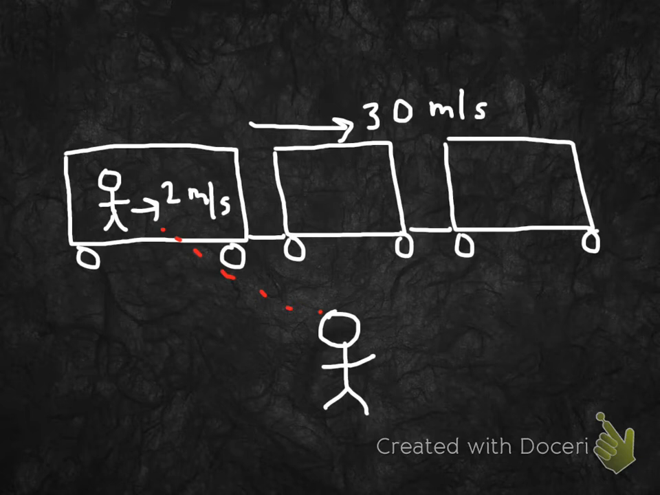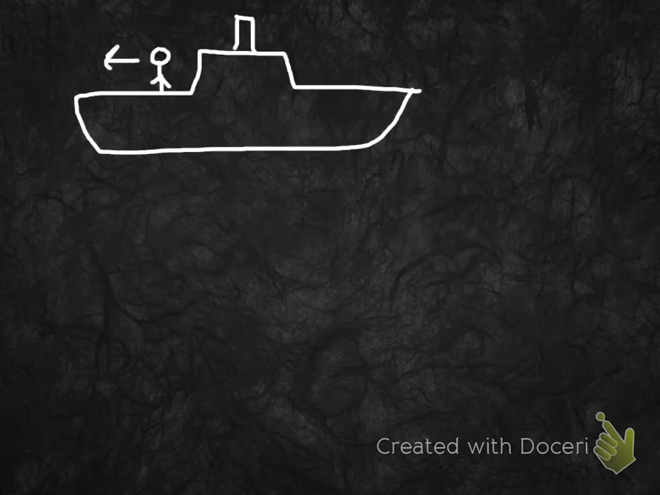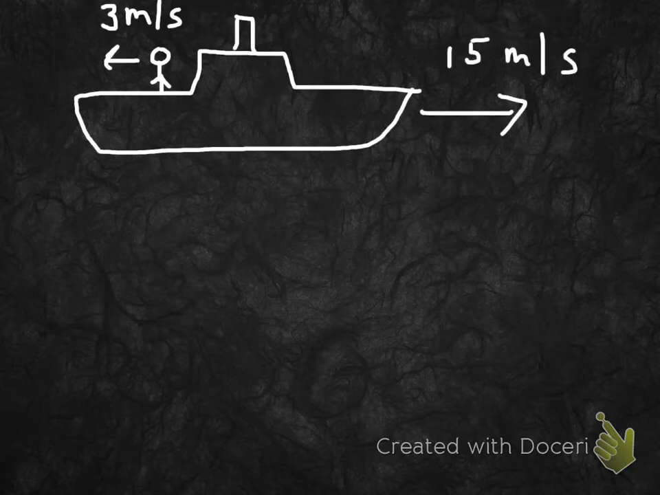Okay, now let's consider another situation dealing with frames of reference. You've decided to go on a cruise, and you're on a ship out in the ocean cruising along, and one morning it's so nice outside, you decide to go take a walk. So you start at the middle of the ship, and you start walking towards the back end of the ship. Let's say you're walking about 3 meters per second towards the back end of the ship. Well, the ship is actually moving forward at 15 meters per second.